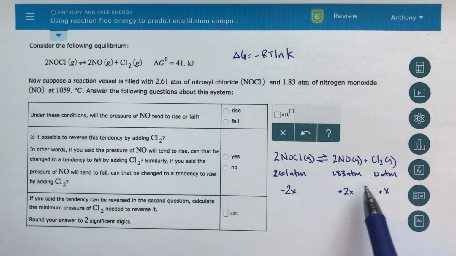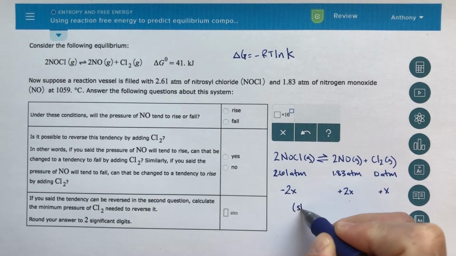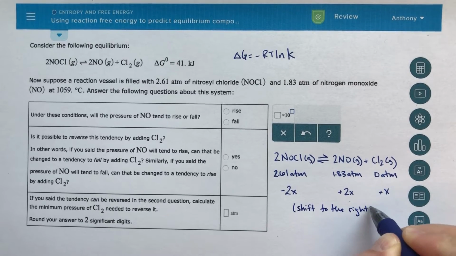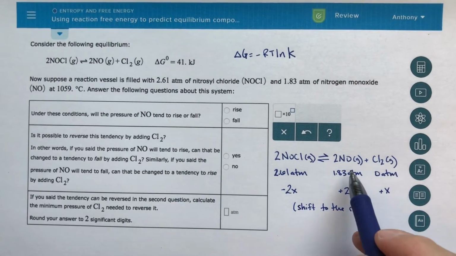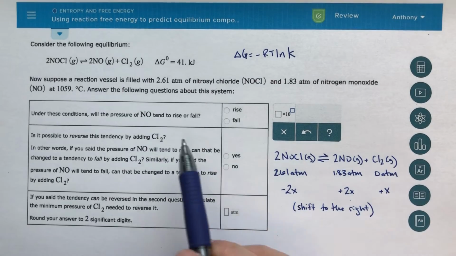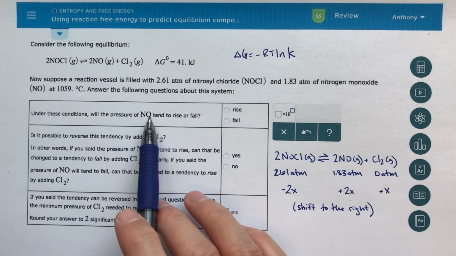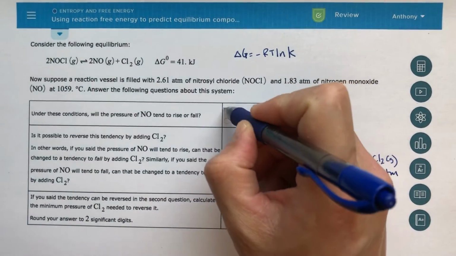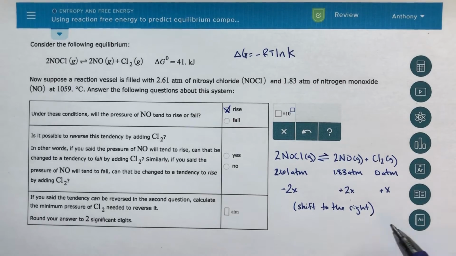So now that we know that this reaction is going to shift to the right, so maybe we'll put that in parentheses here, shift to the right in order to get to equilibrium, then we know that the pressure of NO and Cl2 should both increase as I let this reaction go to equilibrium. We're going to convert some of these reactants into products because I've got pluses on the right-hand side. So under these conditions, will the pressure of NO tend to rise or fall? Well, we've got plus 2x here, so the pressure for nitrogen monoxide should increase, right? We should form more of these products as we get to equilibrium.